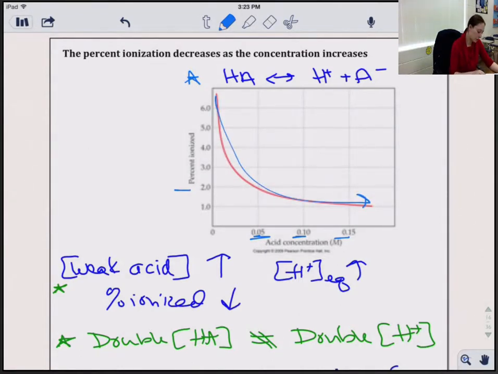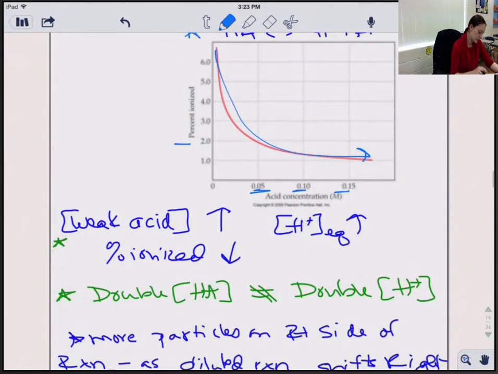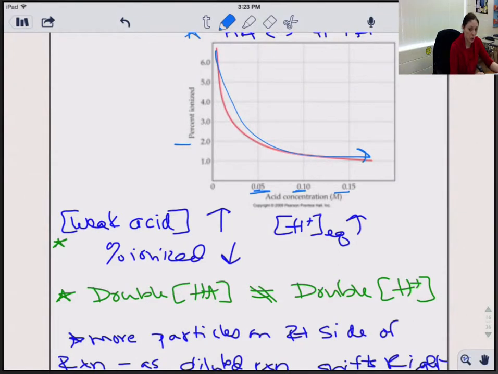For a weak acid, as the amount or concentration of the weak acid goes up, the amount of H plus at equilibrium goes up, which means my percent that is ionized goes down. If you double the HA, or the amount of the acid originally, it does not double the amount of H plus that you have. It doesn't work that way.